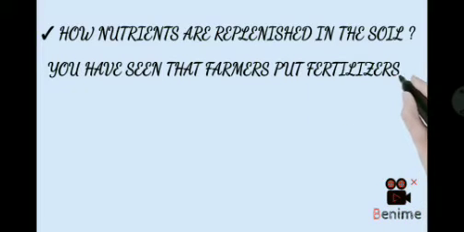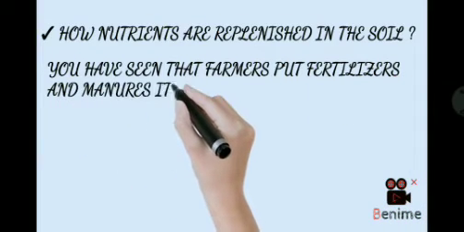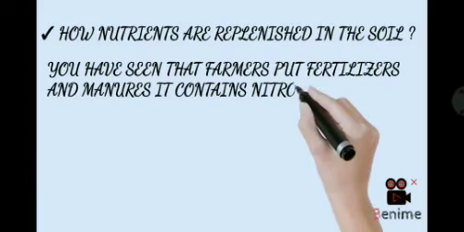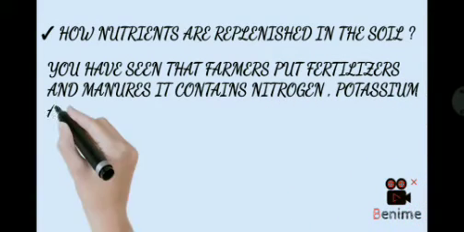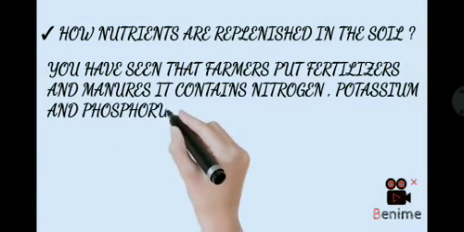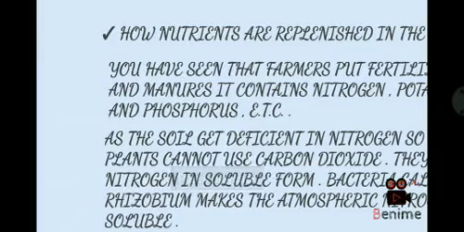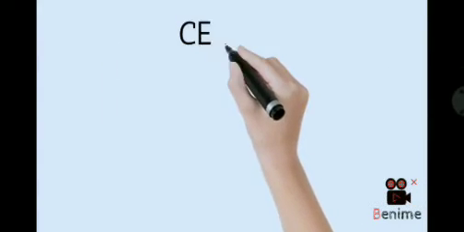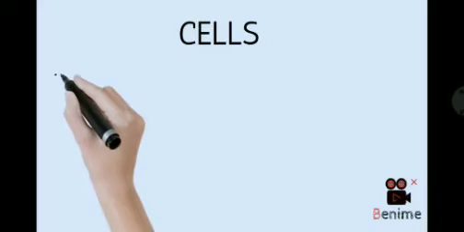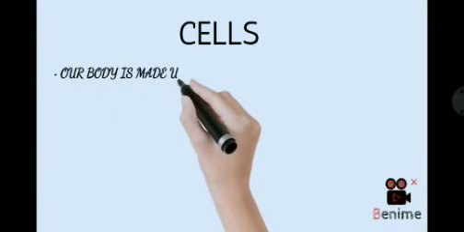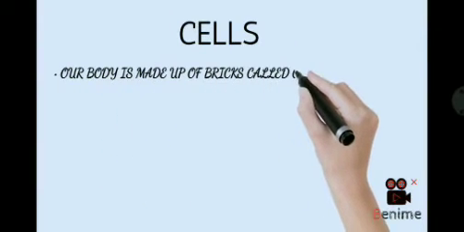So how are nutrients replenished in the soil? You have seen that farmers put fertilizers and manures, which contain nitrogen, potassium, and phosphorus. As the soil gets deficient in nitrogen, plants cannot use it directly, they use nitrogen in soluble form. Bacteria called rhizobium make the atmospheric form of nitrogen more soluble inside the soil, and therefore it helps in the nutrition and replenishing of the soil.